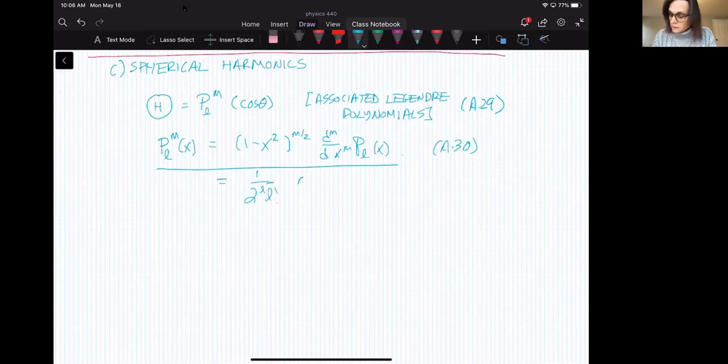1 over 2 to the L factorial, times (1 minus x squared) to the m over 2, times d to the m plus L over dx to the m plus L, times (x squared minus 1) to the L. Honestly, these things aren't especially worth remembering or memorizing because you can always look these up.